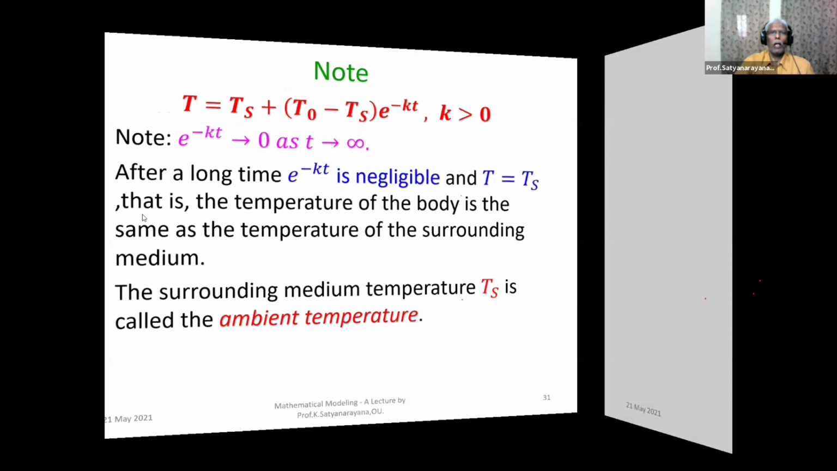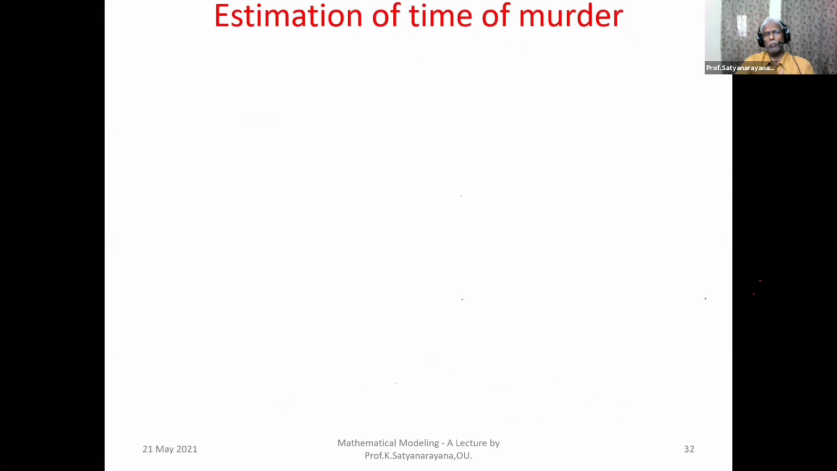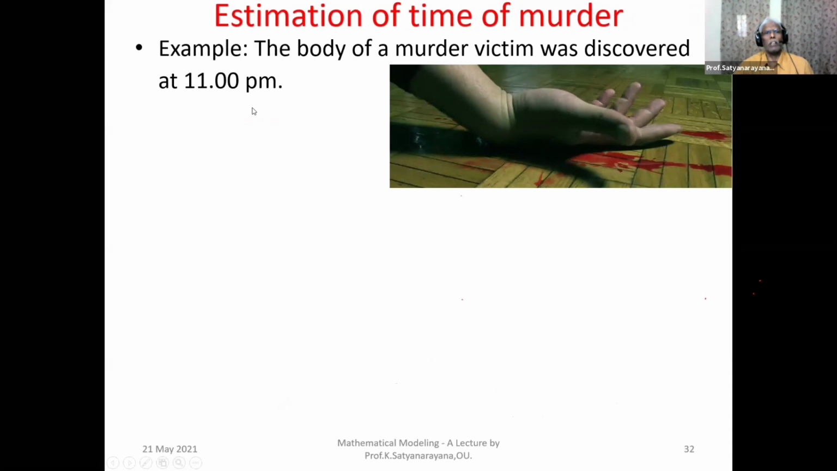Now, I'll talk about a problem. The problem is made attractive. We want to estimate the time of murder. Example: the body of a murder victim was discovered at 11 p.m. So somebody was murdered, and they came to know that a murder took place and discovered it at 11. When he was murdered, we do not know. They have called a detective.